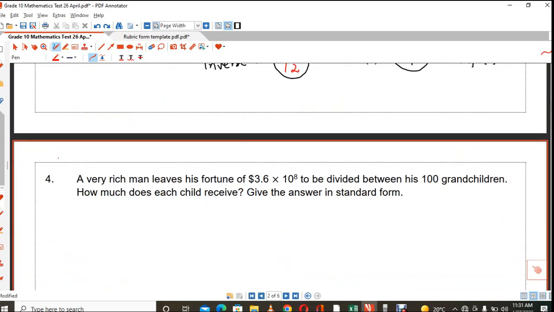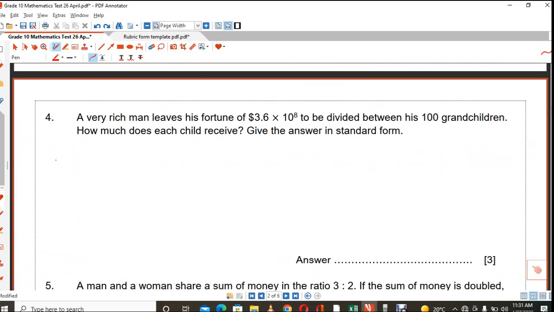All right? Show as much as you can, even sometimes when it's just a 1 mark question. A very rich man leaves people, the question says leave your answer in standard form. Everybody knows you are supposed to divide by 100. This guy had 100 grandchildren, that's why we say he's rich. Okay? It's only rich people who get a lot of children.